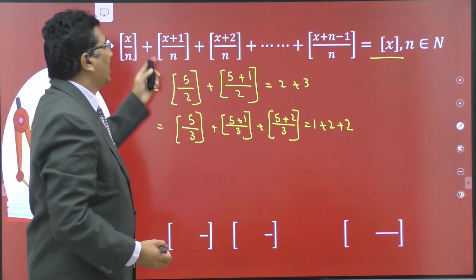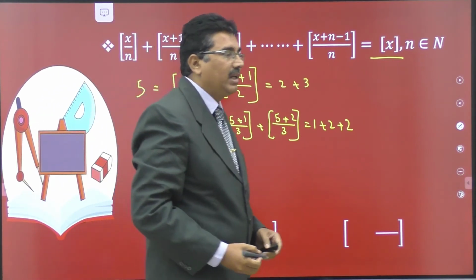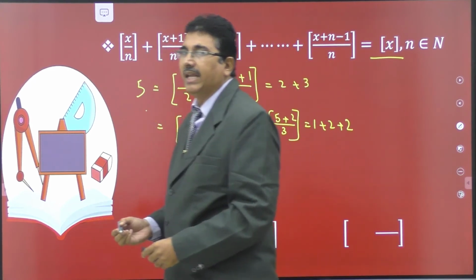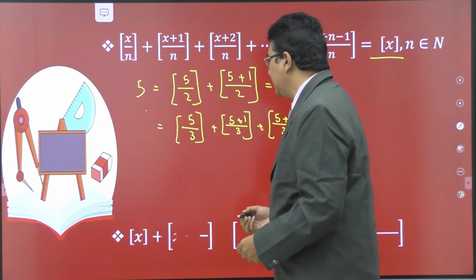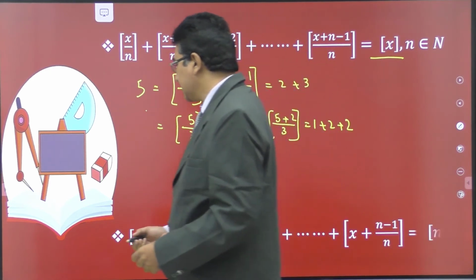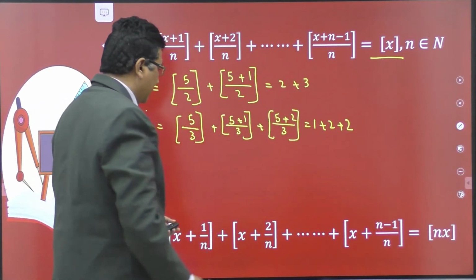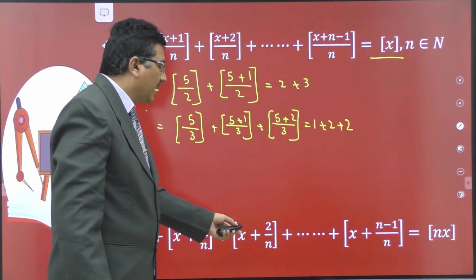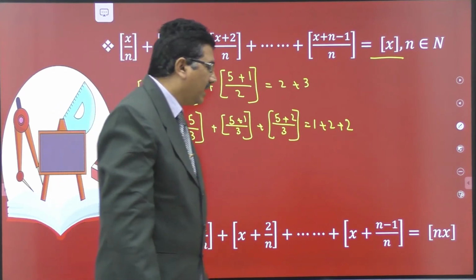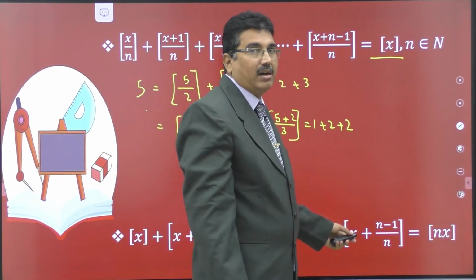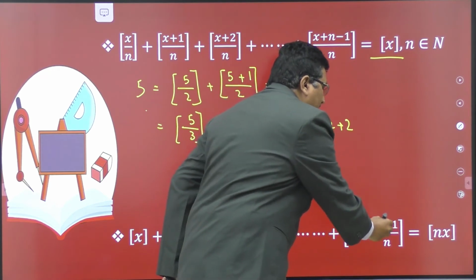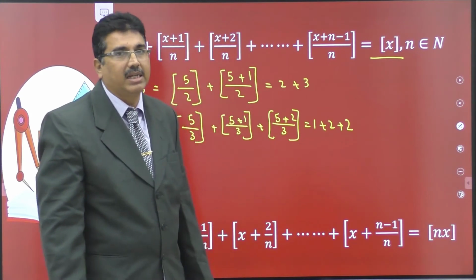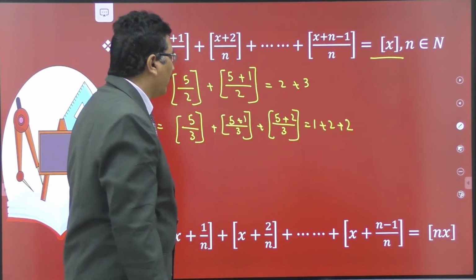Now replace x by nx in this result. We get another result, that is floor of x plus floor of (x plus 1) by n plus floor of (x plus 2) by n and so on, up to floor of (x plus n minus 1) by n, is equal to floor of nx. These two are very, very important results.